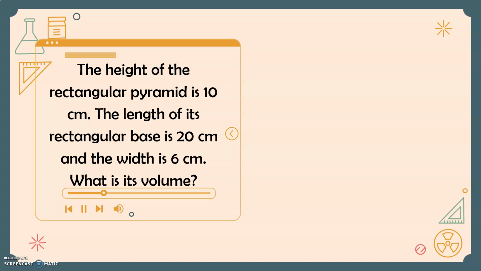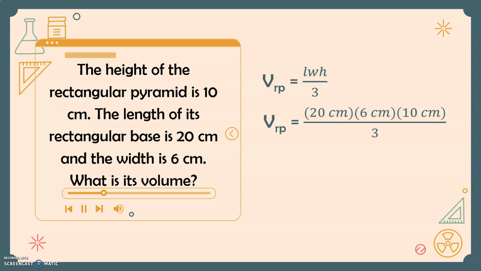Now let's try to solve this problem. The height of the rectangular pyramid is 10 centimeters. The length of its rectangular base is 20 centimeters and the width is 6 centimeters. What is its volume? So we have here a rectangular pyramid. Therefore, the formula that we will use is length times width times height divided by 3. Substituting the given information, that will be 20 centimeters times 6 centimeters times 10 centimeters divided by 3. And we'll have 1,200 cubic centimeters divided by 3, which is equal to 400 cubic centimeters.